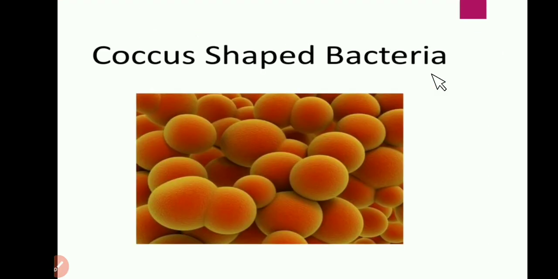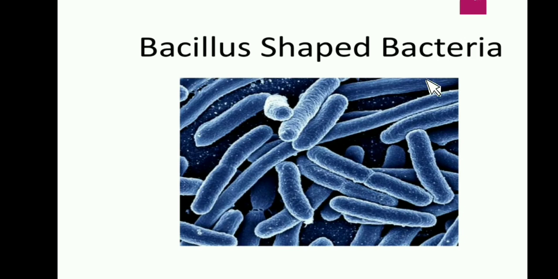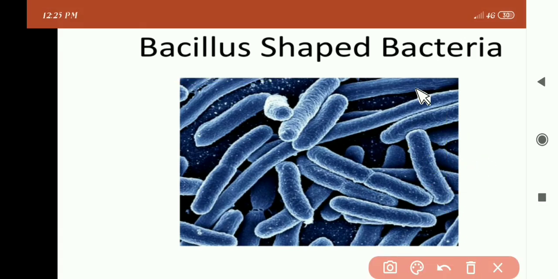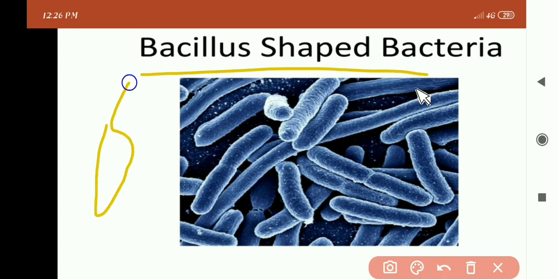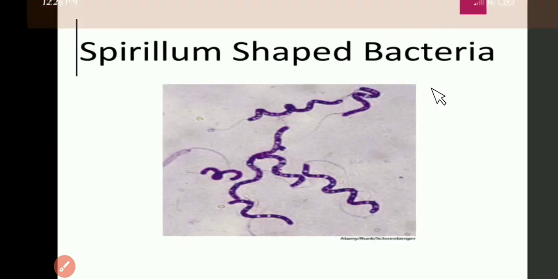So next is the bacillus shape. Bacillus shaped bacteria have only one plane for reproduction, or pattern for division. How do they multiply or divide? This is a row of bacillus shaped bacteria, and they multiply or divide along this plane.